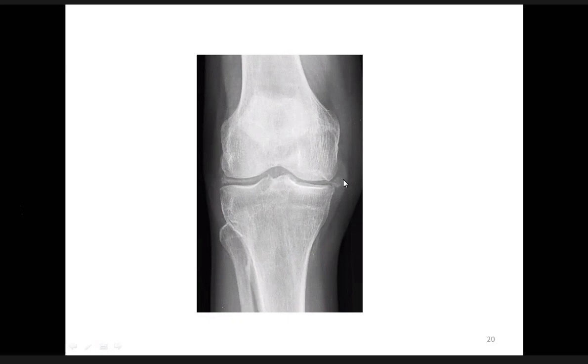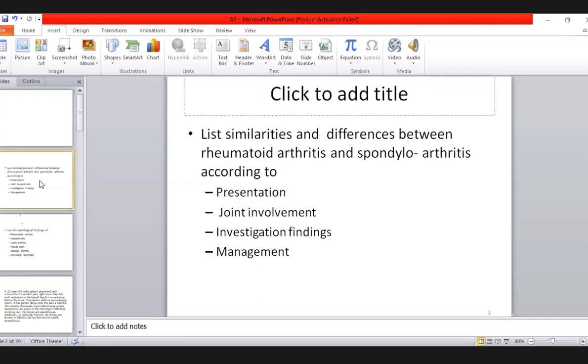Any other metabolic condition where patients could develop chondrocalcinosis? Hyperparathyroidism, hemochromatosis. Primary hemochromatosis, right? Yes, primary hemochromatosis. They can develop chondrocalcinosis, pseudogout. Right. Okay.